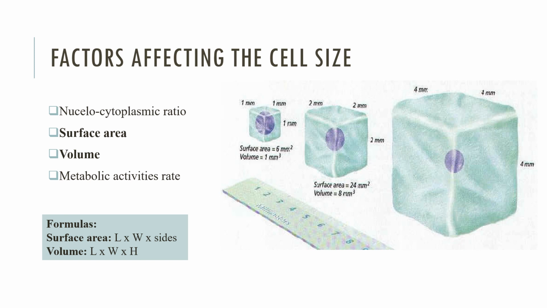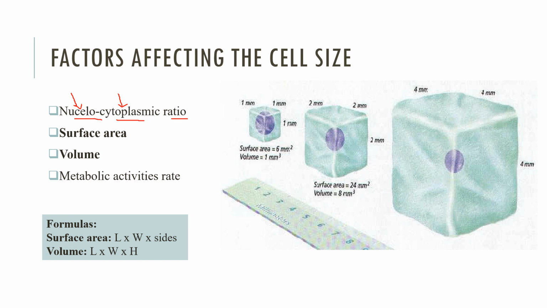Next is factors affecting the cell size. There are four factors which affect the cell size. First is nucleocytoplasmic ratio. Nucleo means nucleus and cytoplasmic means cytoplasm. As you know, nucleus is very important. Nucleus controls all activities of cell.